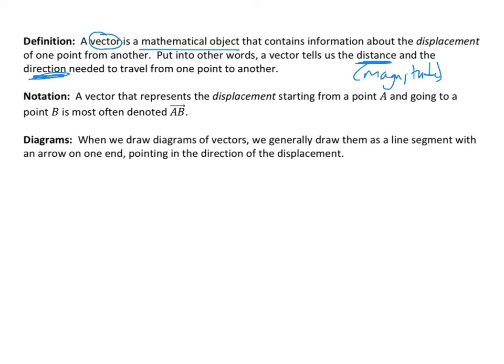Okay? Now you guys also know that we need to talk about notation. A vector that represents the displacement starting at A and going to B is most often denoted AB with an arrow over the top of it. So AB with a little arrow over the top. Okay. As far as diagrams are concerned, when we draw diagrams of vectors, we generally draw them as a line segment that has an arrow on one end pointing in the direction of the displacement. So if you have point A over here and point B over here, we would draw a diagram of this by connecting A and B and putting a little arrow at the end of it.